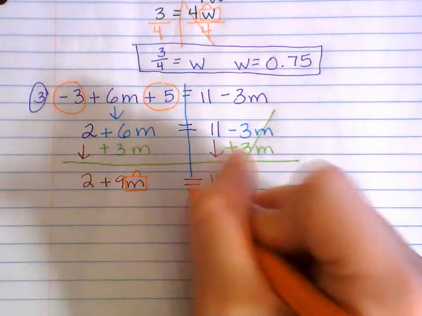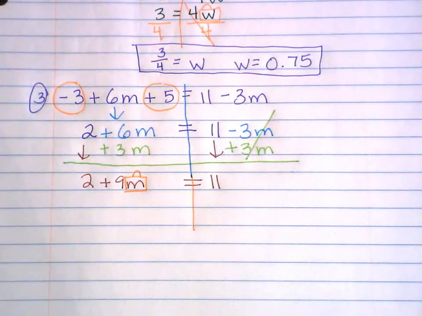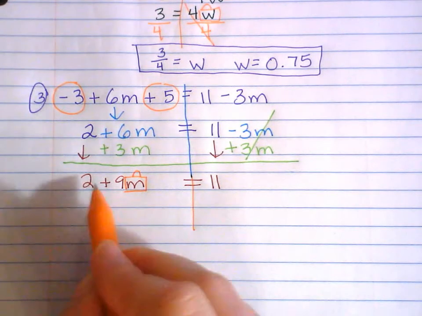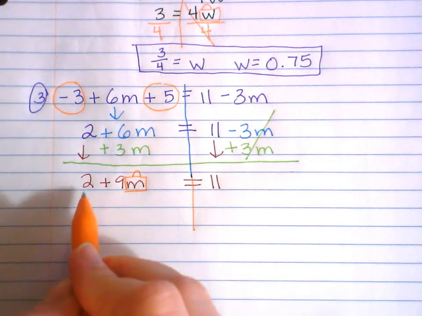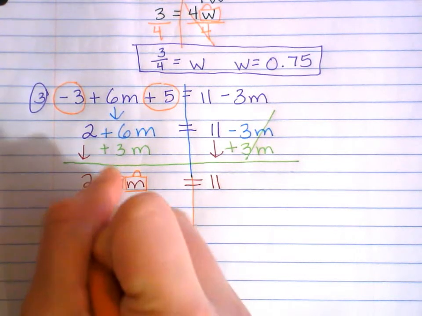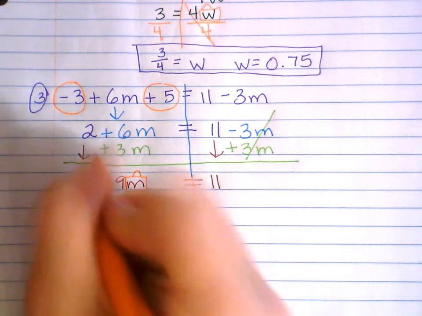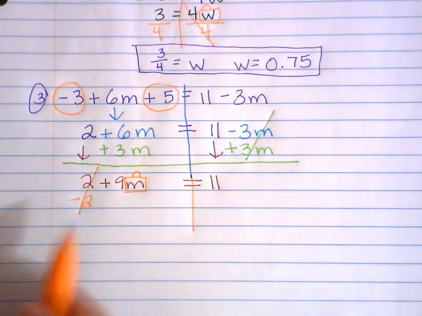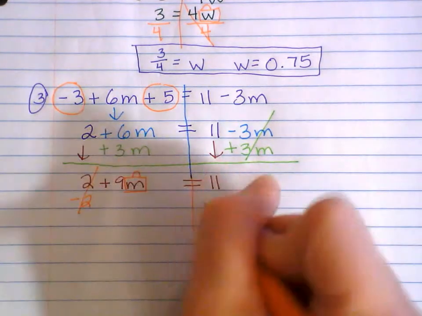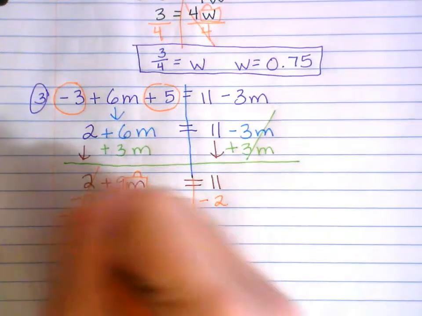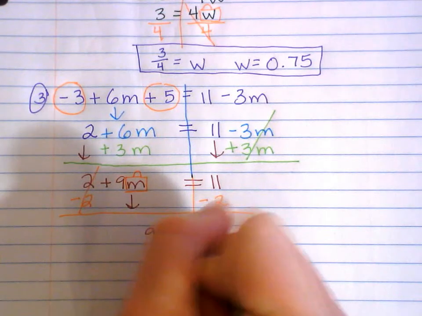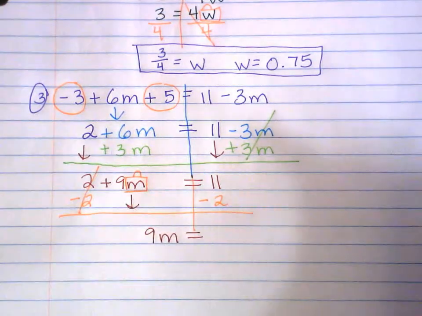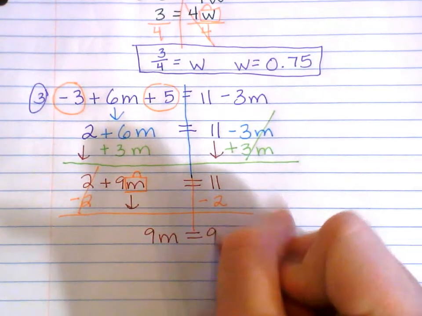So, locked up the variable, continued my line. Okay, we have to get the constants together. Right now that's a positive 2. How do we get rid of a positive 2? Subtract it. 2 minus 2, bye-bye. What we do to one side, we do to the other. So that leaves us with this positive 9m on this side. 11 minus 2 is 9.